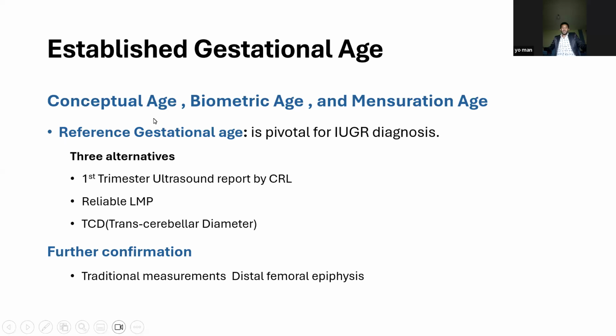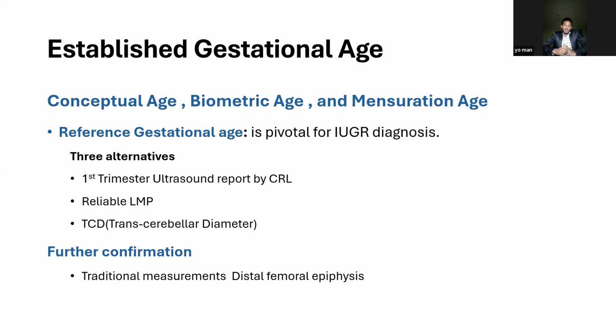In conceptual age, we can know the fetus's age exactly because with in vivo or in vitro fertilization, we know the exact date, so it doesn't matter. Biometric age is what we find from the average ultrasound calculations of our machine. And the other is menstrual age, which takes account of the last menstrual period of the mother. So again, reference gestational age is pivotal for IUGR diagnosis. We have to establish the exact gestational age of the fetus to diagnose FGR.